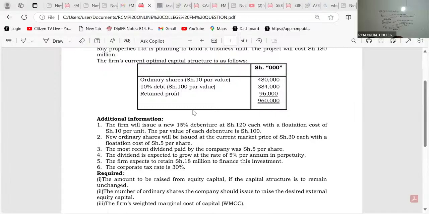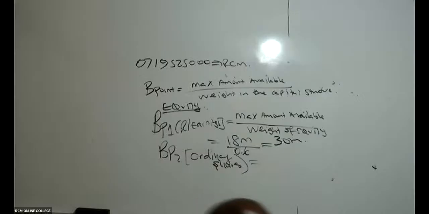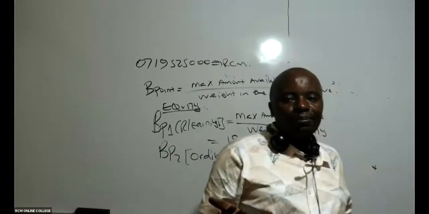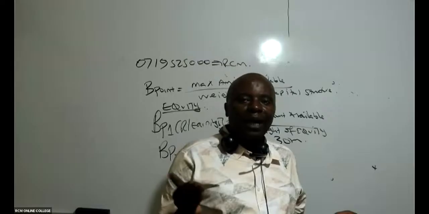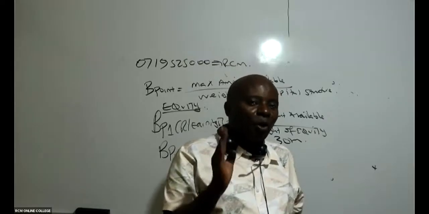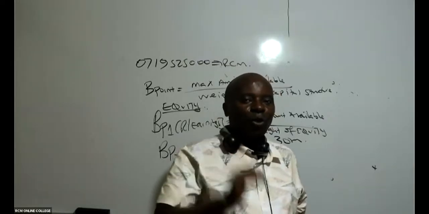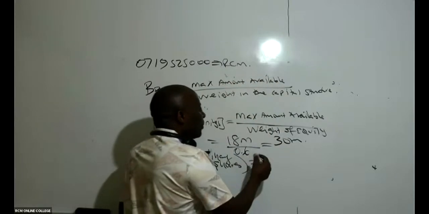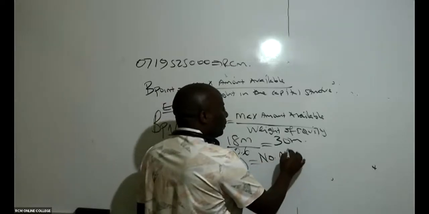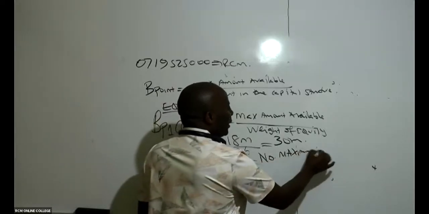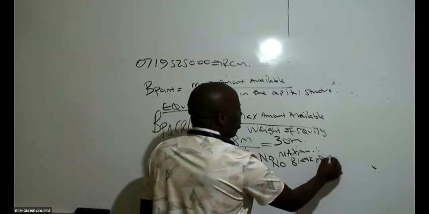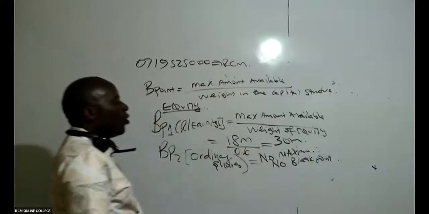They are not giving us any maximum. There is nowhere they're defining a maximum amount that we can get from ordinary shares. Like some video I watched some time back, they used to tell us no retreat, no surrender. The same case here. Because you don't have a maximum, you will simply say no maximum, and therefore no breakpoint.